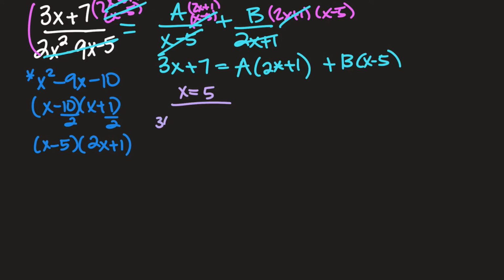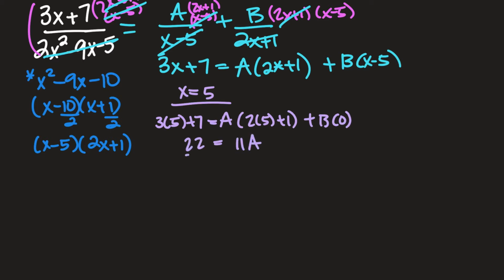So that gives me 3 times 5 plus 7 is equal to a times 2 times 5 plus 1, and then 5 minus 5 is 0. So it's going to give me 22 is equal to 11a. So 2 is equal to a.